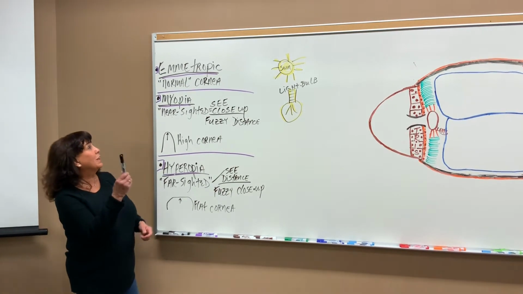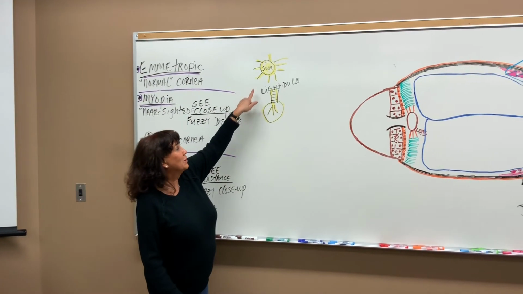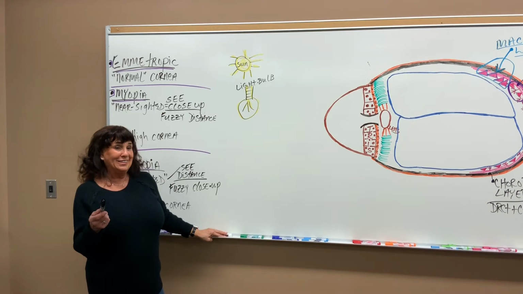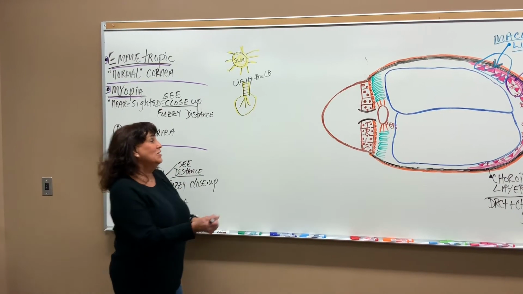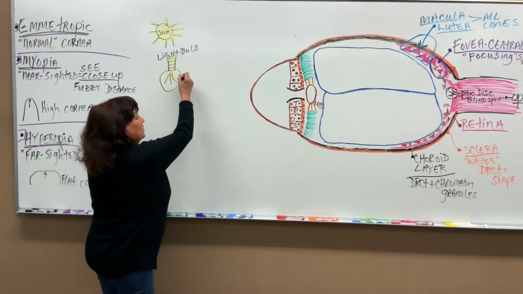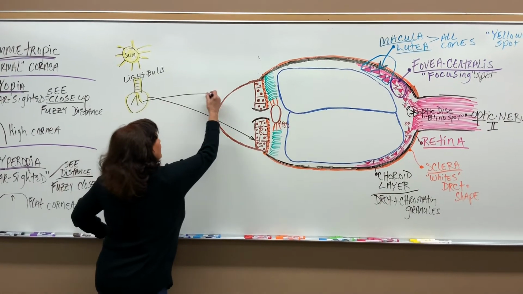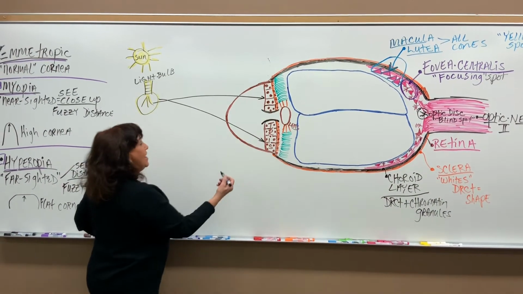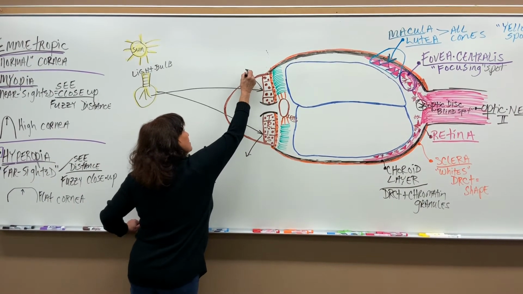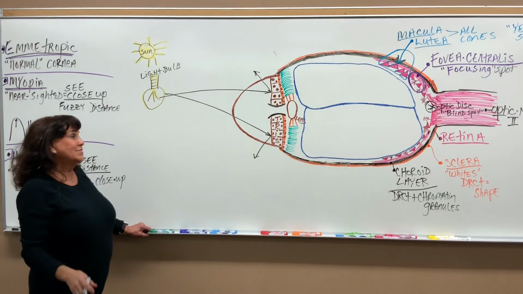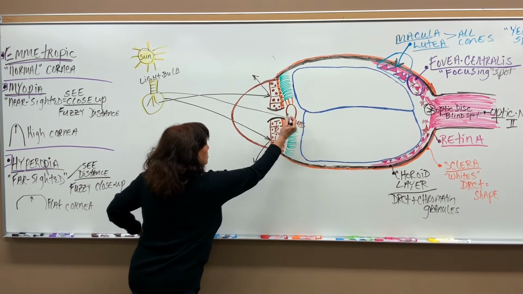I'm going to use black for normal vision first, and I have a sun or a light bulb that's going to provide light beams. These are going to be black light beams. So here comes light, and some of the light beams are going to hit the iris, and they're deflected off like sunglasses. Then some of the light beams are going to come in here and go through the lens.